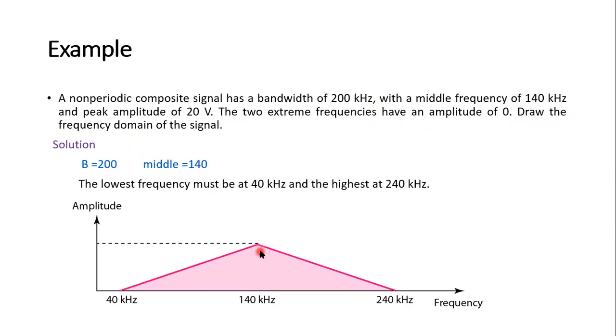So bandwidth is 200, which means bandwidth is the difference between highest minus lowest. That means we divide this by 2, giving 100. Therefore, the middle is 140, so the highest is 140 plus 100, which is 240. And the lowest is the middle 140 minus 100, so it is 40. Therefore, from 40, then the voltage level, and then the highest frequency. So this is the spectrum diagram.